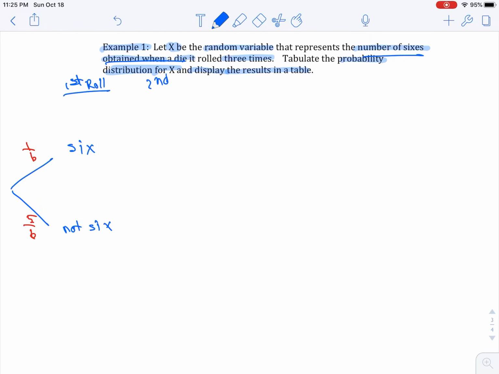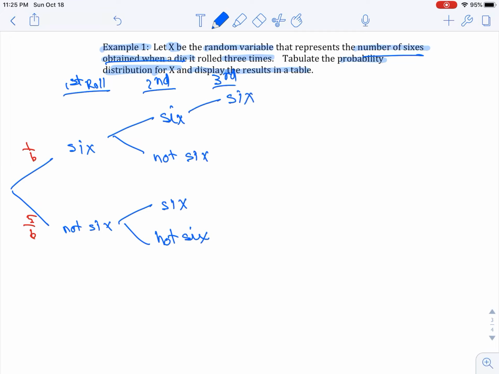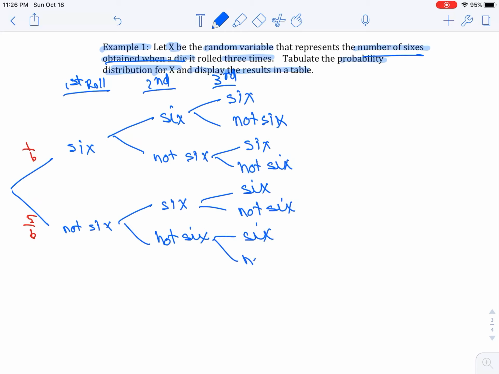All right, then on the second roll could be either, again, a 6 or not a 6. And same thing here. It can either be a 6 or not a 6. And then for the third roll, again, it's either a 6 or it's not a 6. Same thing here. It's either a 6 or not a 6. 6, not 6. 6, not 6. It's pretty boring here, doesn't it? Watching all those.